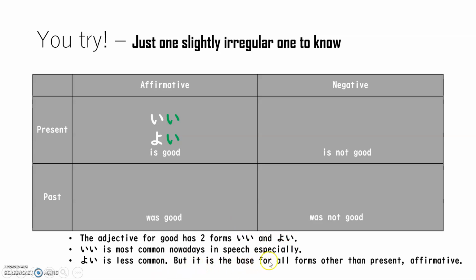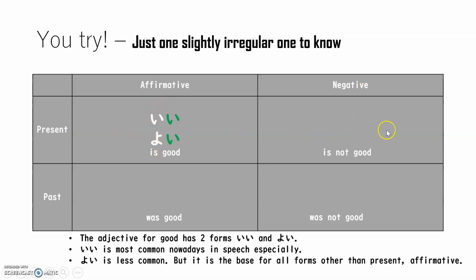Yoi is the base that we use for all the forms other than the present and affirmative. So this, we usually use ii, but sometimes you might hear yoi. But for all these, you're going to use the yo as the base to add on your endings to. So what would the negative be if we're going to not use ii, but we're going to use yoi?